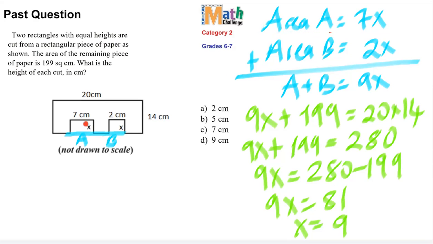According to this, area A, which is this one, equals height times base, 7 times x, 7x, and area B is 2 times x, 2x, and together 9x. These 2 together are 9x. And the question says the remaining part is 199. It means without these 2, 199, together with this one, it will be 9x plus 199.